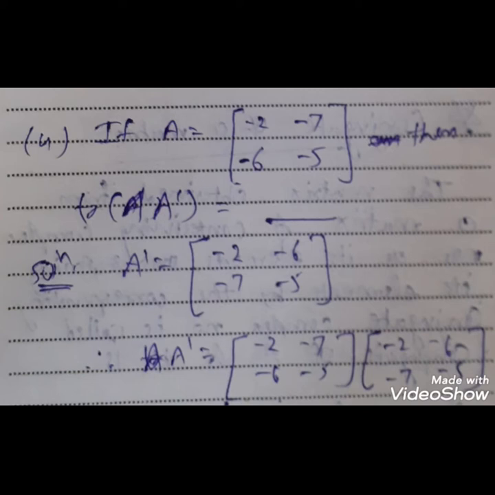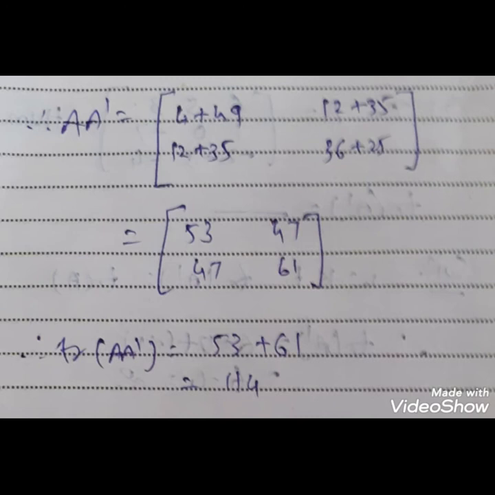So here we get the multiplication of these two matrices A and A dash. That is, 53 and 47 are the elements of the first row, 47 and 61 are the elements of the second row, and 53 and 61 are the diagonal elements. So the trace of A into A dash equals 53 plus 61, which equals 114.